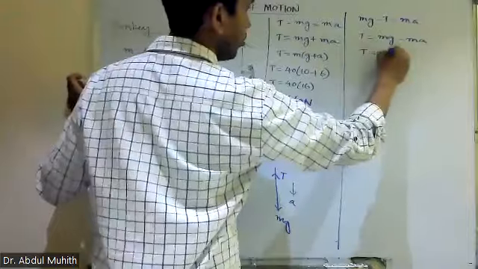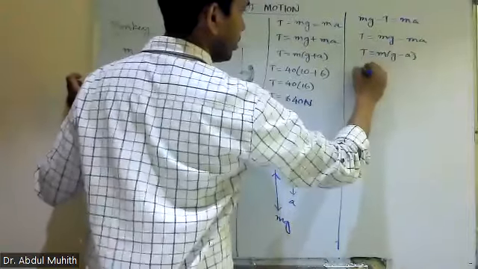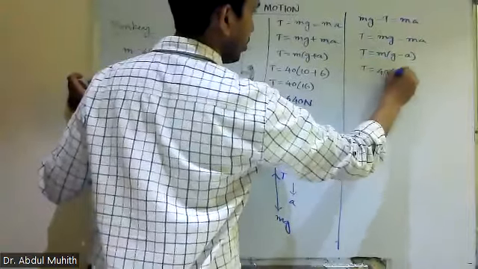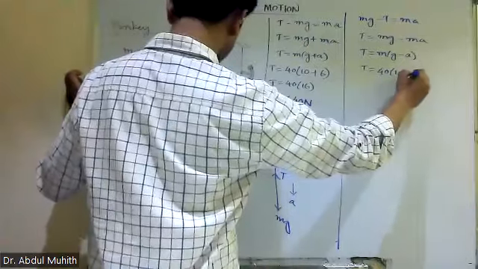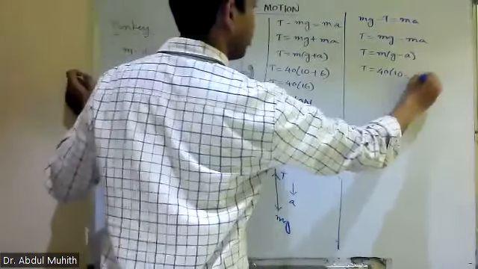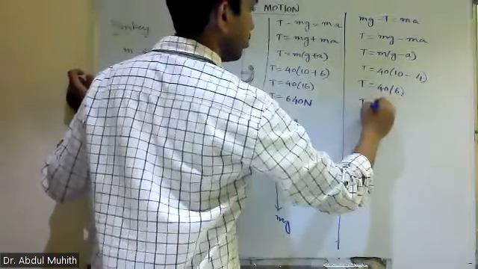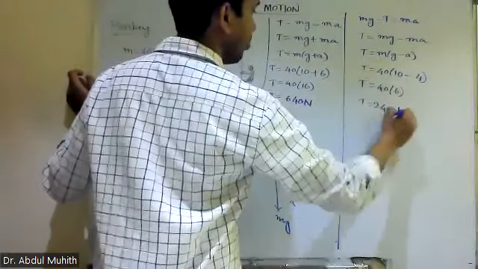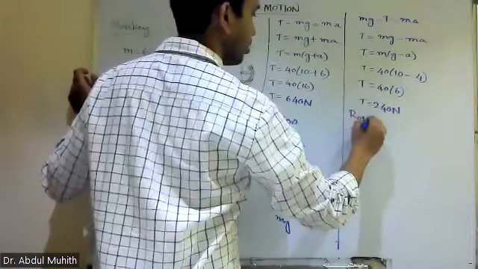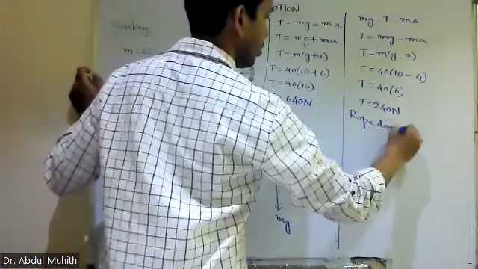T is equal to M into G minus A. T is equal to 40 into 10 minus 4. T is equal to 40 into 6. So 240 newtons. So what will happen? Rope doesn't break.